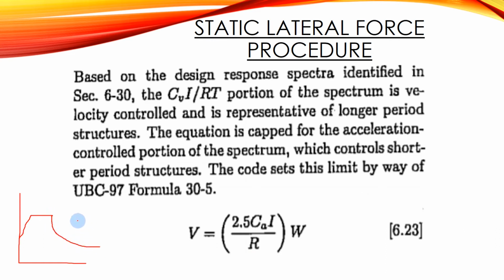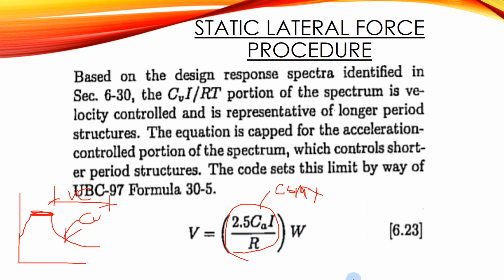Okay, so this is what we call the response spectrum. This portion is the velocity controlled part, and here is CV I over RT. The equation is capped by the acceleration controlled portion of the spectrum, which controls shorter period structures. So the code sets this limit this way. I think this is the CS maximum. Okay? CS maximum, at the flat portion of the spectra from last time.